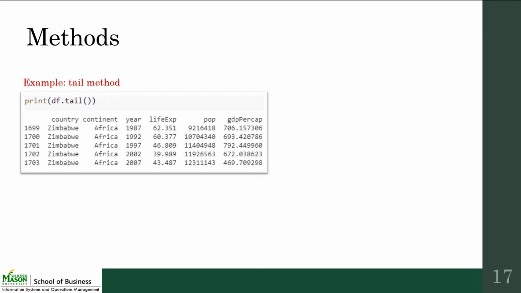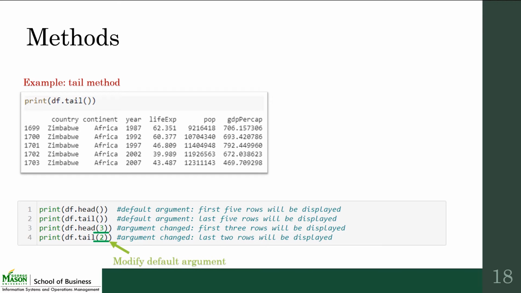The opposite of the head method is the tail method. This will display the last 5 rows of a data frame. Both the head and the tail methods accept a number argument to adjust for the defaulted number of rows to output. We'll take a look at more methods shortly, but these are some pretty common ones to use to get a quick glimpse of the data that you're working with.